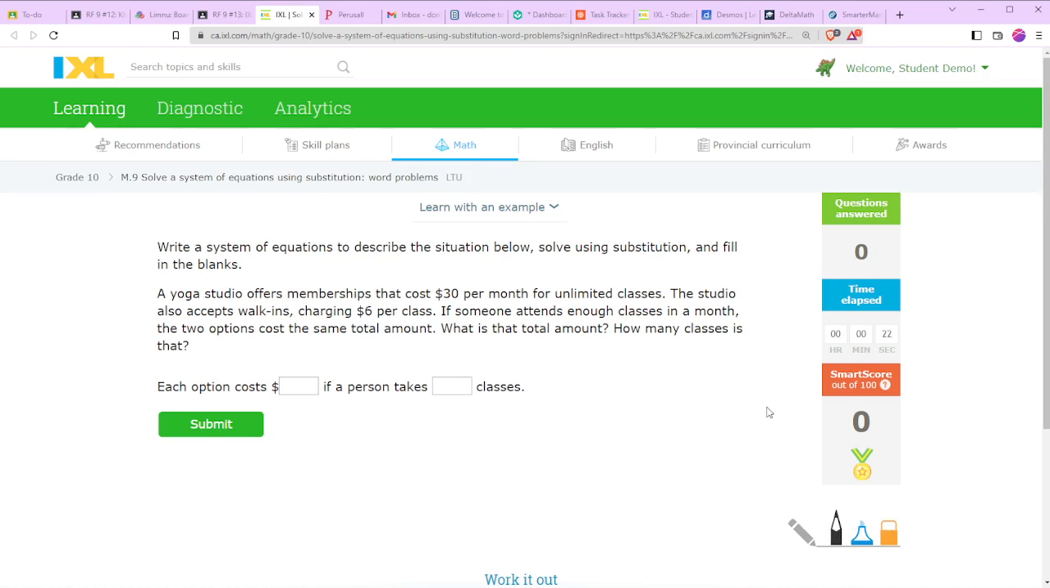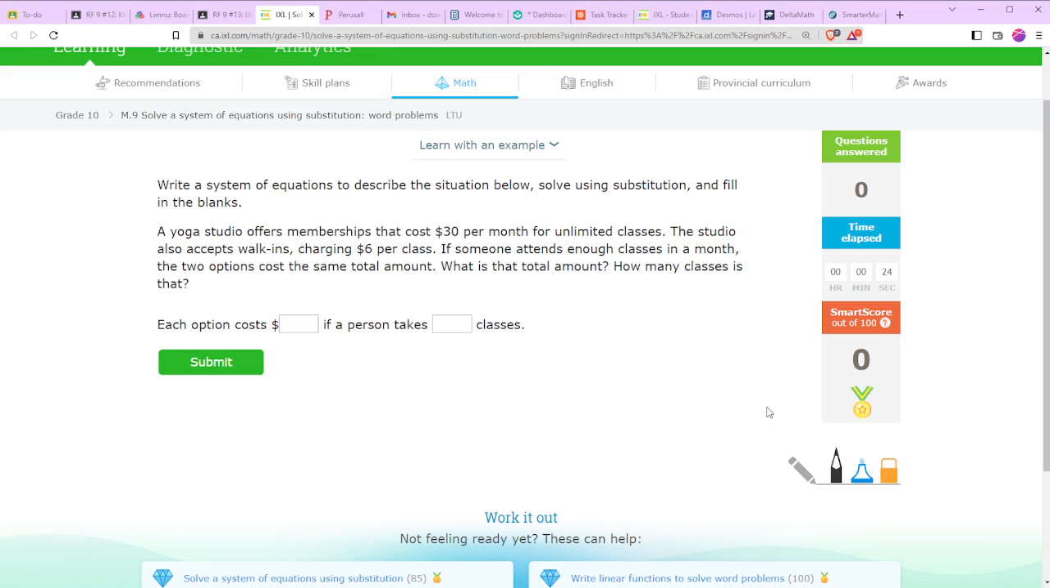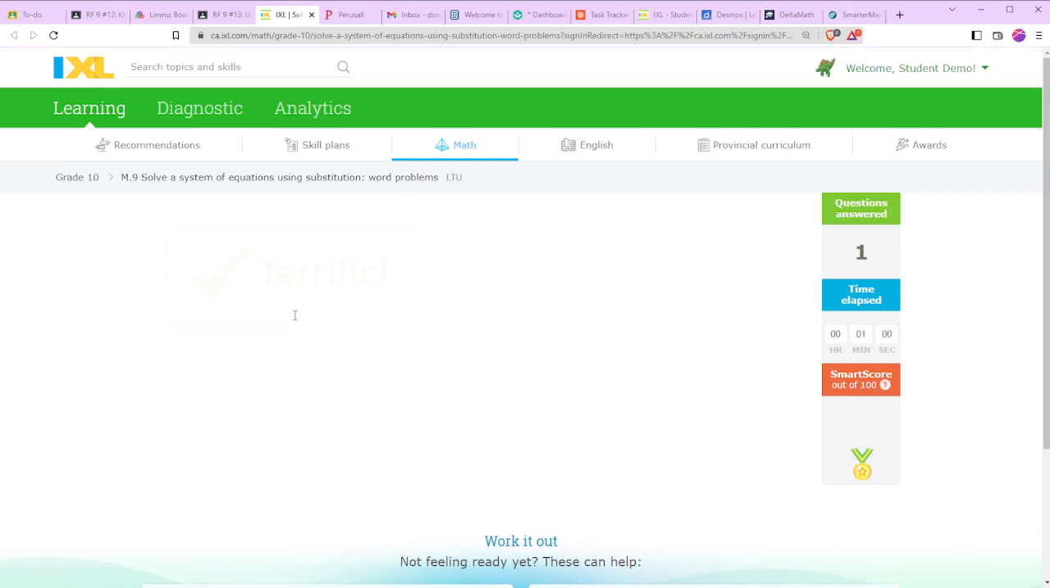So, a yoga studio offers memberships that cost $30 per month for unlimited classes. The studio also accepts walk-ins, charging $6 per class. If someone attends enough classes in a month, the two options cost the same total amount. What is that total amount? Well, in one option, the cost is 30, and in the other option, that cost is 6x. If they are equal to each other, 6x equals 30, x is 30 over 6, which is 5. So each option costs $30 if a person takes 5 classes.